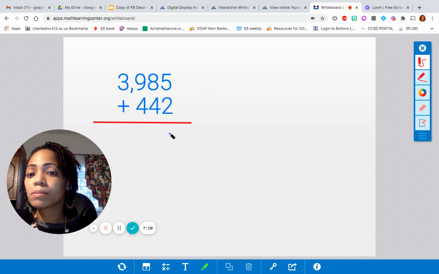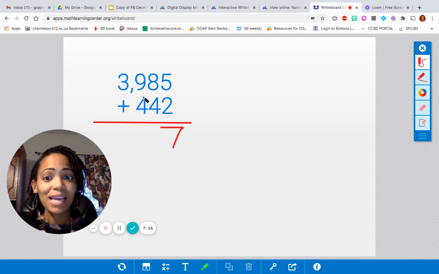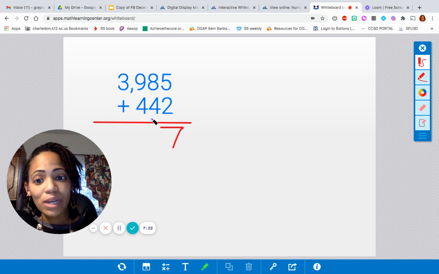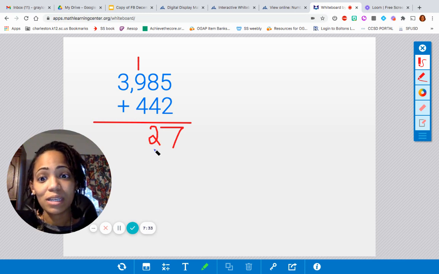So we have 5 ones plus 2 ones, which is 7 ones. Then we have 8 tens plus 4 tens, which really is 80 plus 40. And that's going to give me 120. And when I write 120, I cannot fit 120 all in the tens place. I now know that I have 100 and I have 20, which is 2 tens. Okay, so this 2 is worth 20.